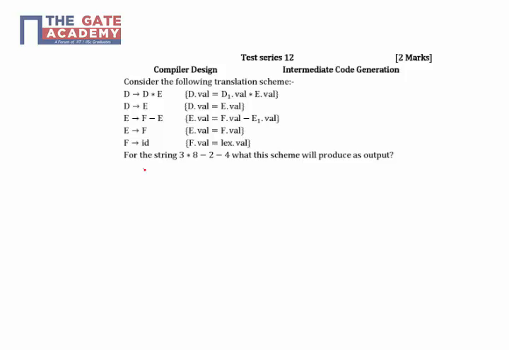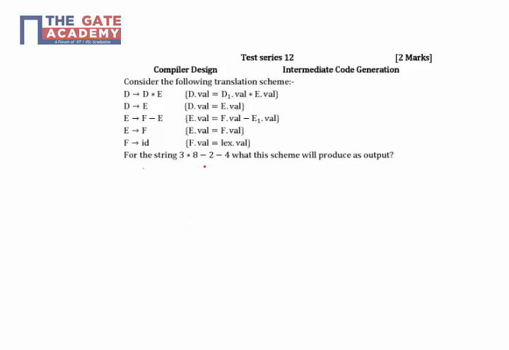One translation scheme is given as this, and they have asked that for this particular string 3 * 8 - 2 - 4, what this scheme will produce as output. That means at the end we will have to give what will be the answer of D.val. For that we will have to construct the syntax, that is the parse tree actually.